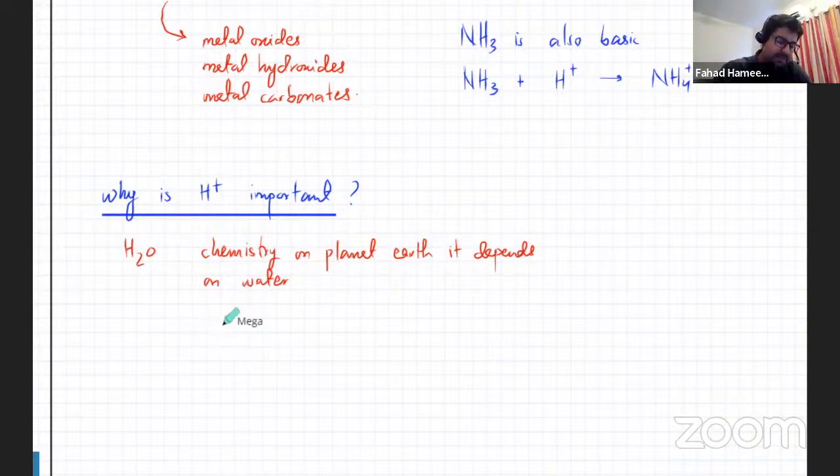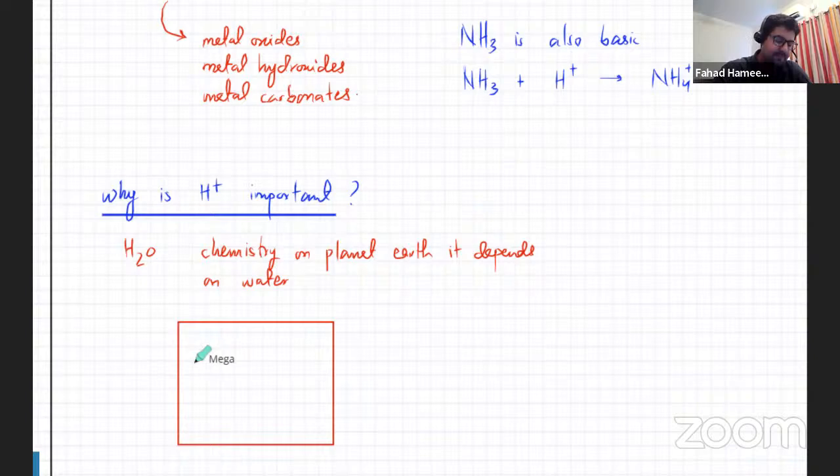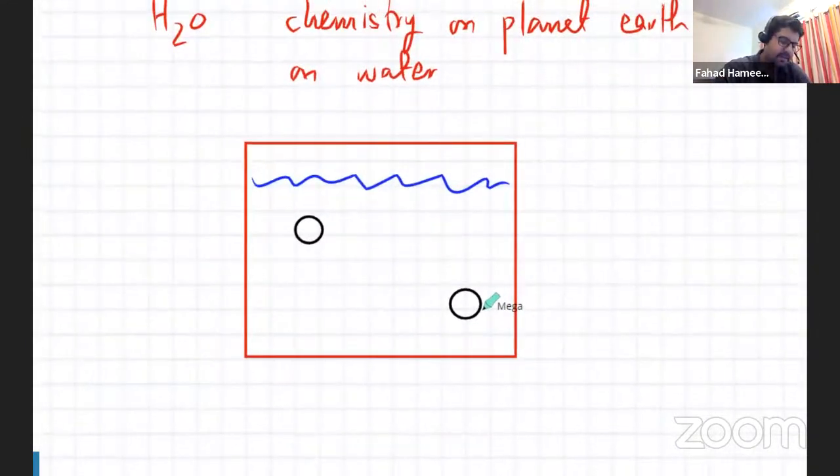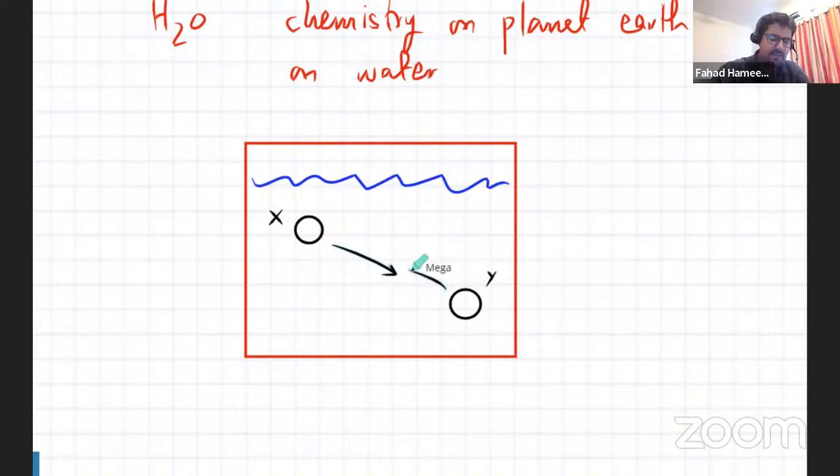The reason for that is that all the chemical reactions that are happening in my body, water makes them possible because water provides the medium in which particles are floating around. So I've got this particle, let's call that X, and this particle, let's call that Y, right? So this is X and this is Y. The reason they can react with each other is because they can collide with each other. This will bump into this one and there might be some reaction.